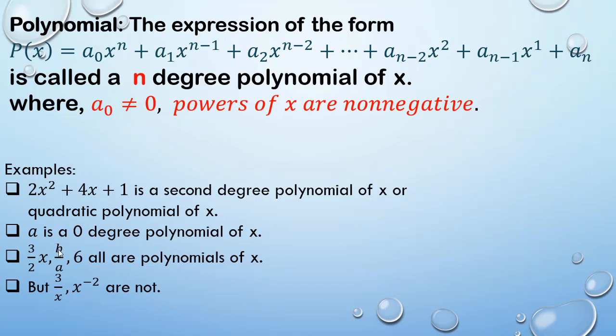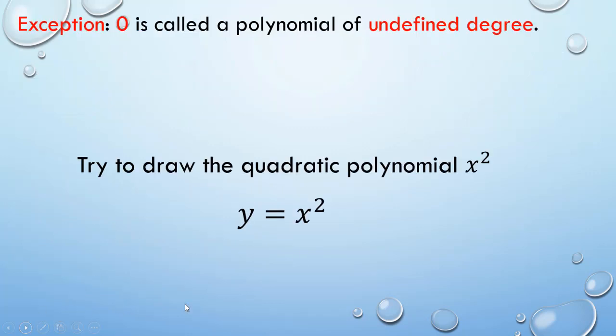Here it's the constant, so it's the polynomial. It's a single degree polynomial of x, but 3 by x it's not a polynomial because the power of x is here -1 and it is -2, so they are not polynomials. Now 0 is exception. It's called a polynomial of undefined degree. Okay, it's not a 0 degree polynomial of x. It's an undefined degree polynomial.